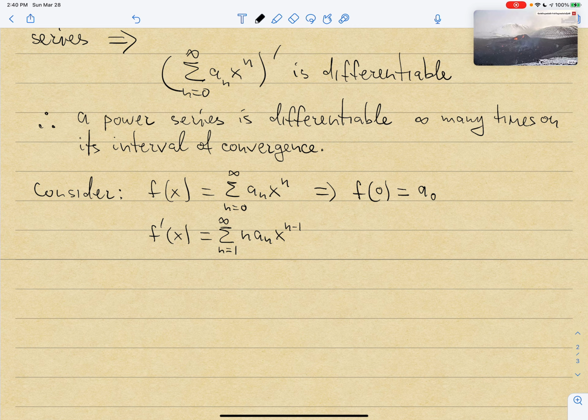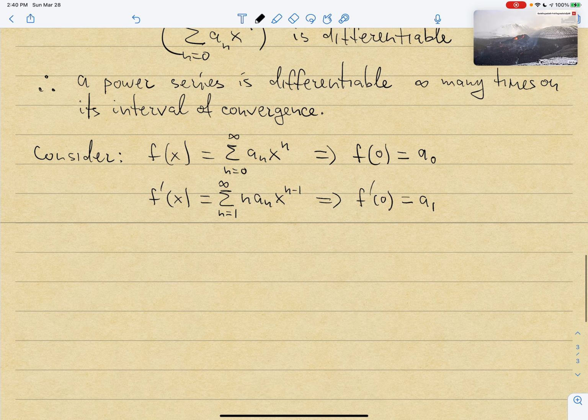So if I'm computing f prime of 0, what will happen? When n is larger than 1, I have x to some power, 0 to some power is 0, so those terms are gone. And the only term that survives is when n is equal to 1, because that one wouldn't have any x. You just have 1 times a1, so a1.